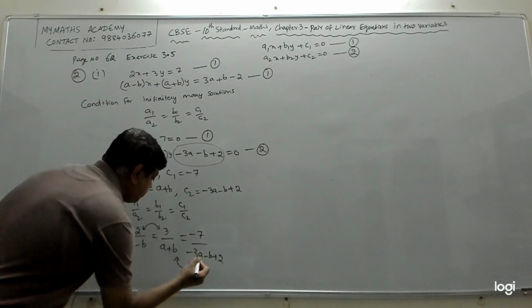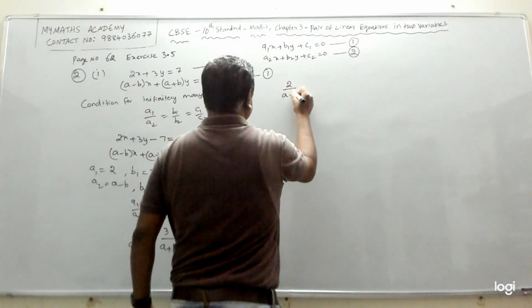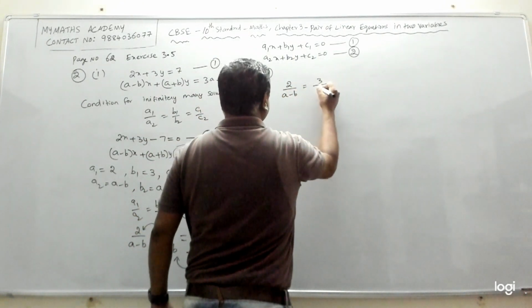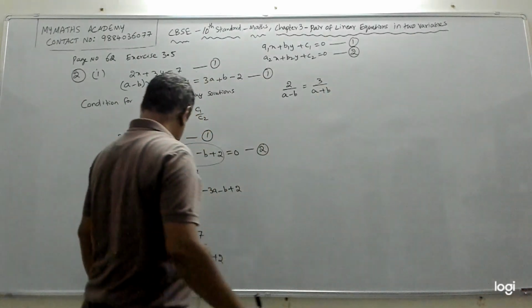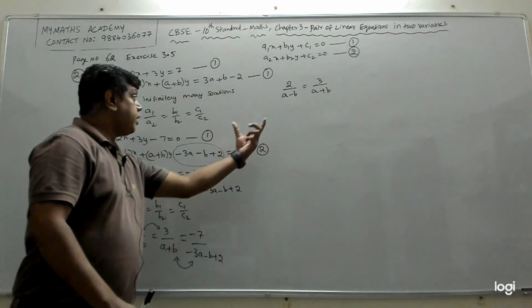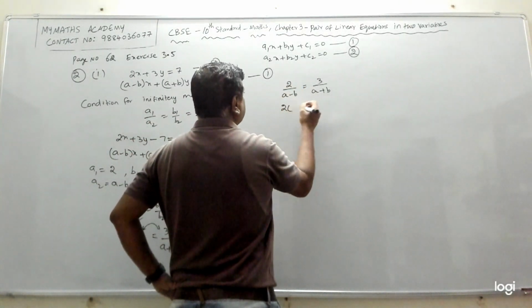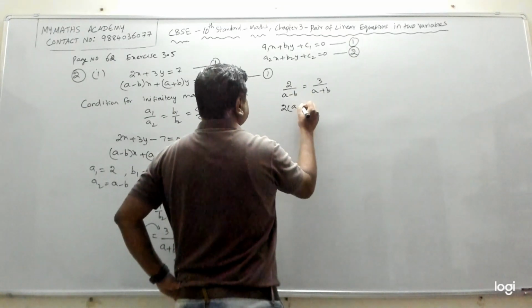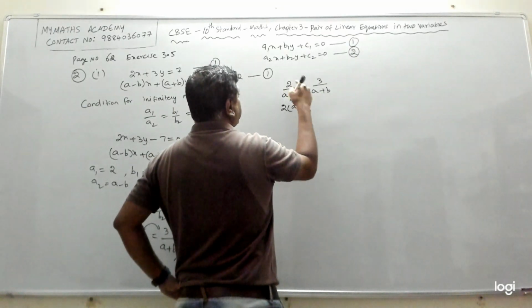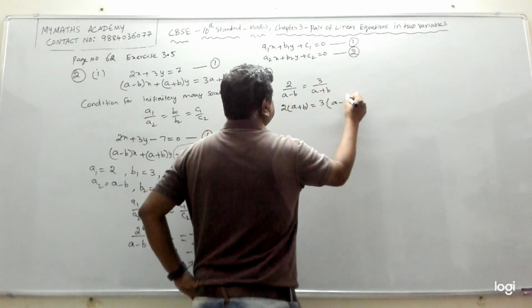We have 2 by a minus b equal to 3 by a plus b. For these two we have this. So we have taken these two and I have written here. So we need to solve this. So cross multiply, this into this. So 2 into this will go a plus b, equal to 3 into a minus b will go here.